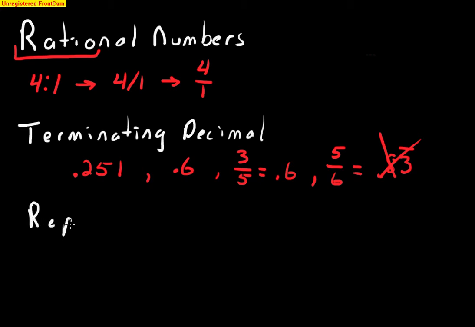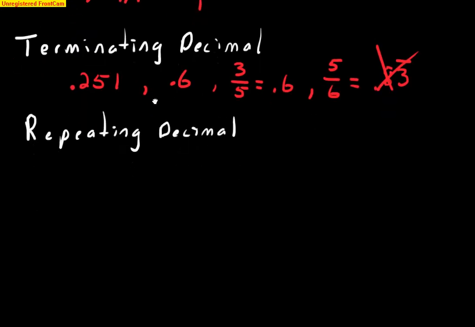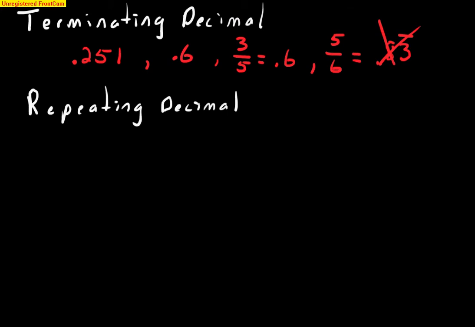So here's your second kind. Let me move the screen up for you a little bit. We'll stop at terminating there. Let's look at a couple of repeating decimals. We already said that 5 over 6, if you divide that out, you get 0.8333, and in the textbooks you'll see this.